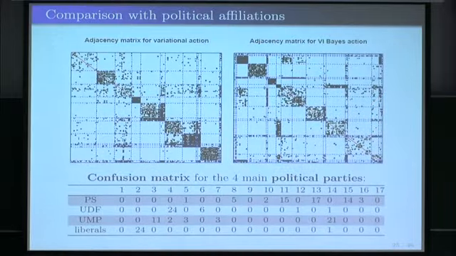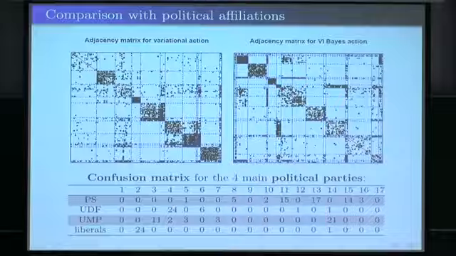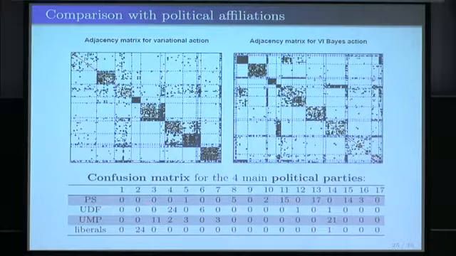Okay, so this shows you the adjacency matrix for the variational action, and side by side the adjacency matrix for the VI Bayes action. These red dotted lines show you the groups and the rows, and obviously the columns too. So you arguably see a better kind of blocking structure here than for the variational action. Also to show you a confusion matrix for the four main political parties, and to show that the grouping here tends to discriminate in some way the different parties, at least the four main ones.